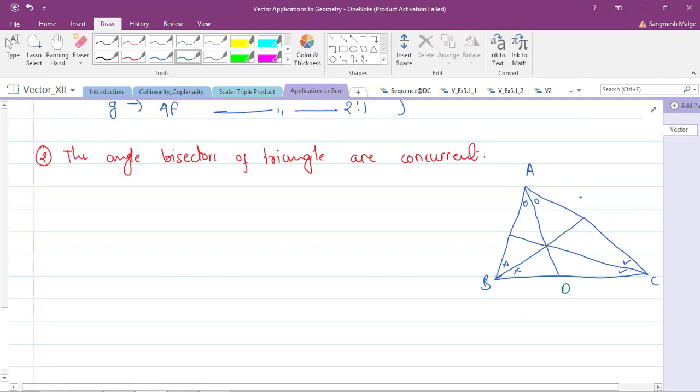Let's suppose this is D, it is E and it is F. Okay, now assume that these are the lengths of this triangle. Suppose total length AB is X, then BC is Y. Let me change the color. AB is X, BC is Y and AC is Z.